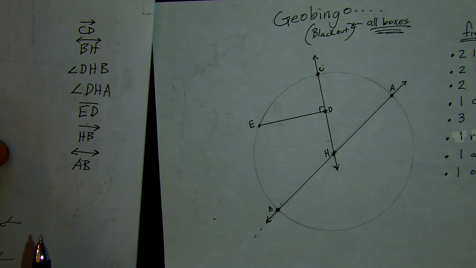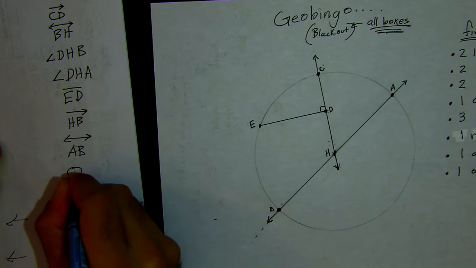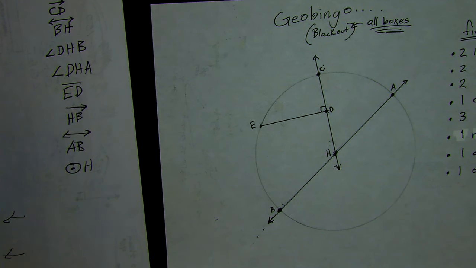Number 22. We're going with this. Everyone has this, I know. What's this again? It's a circle with a center. The center is H.